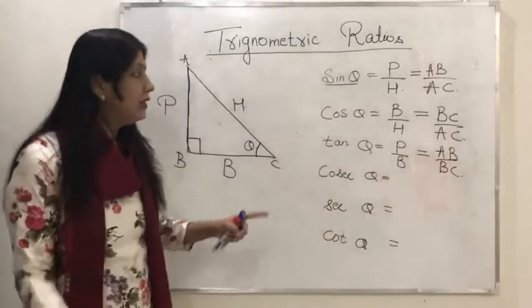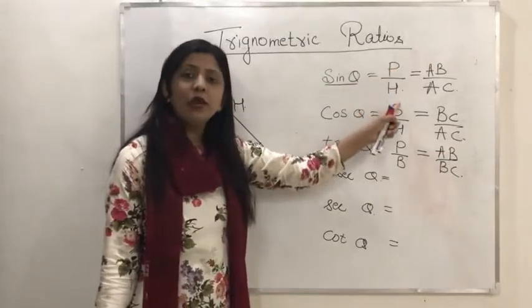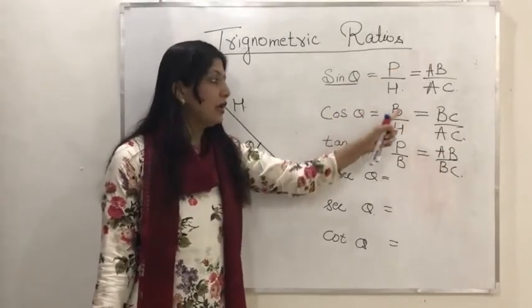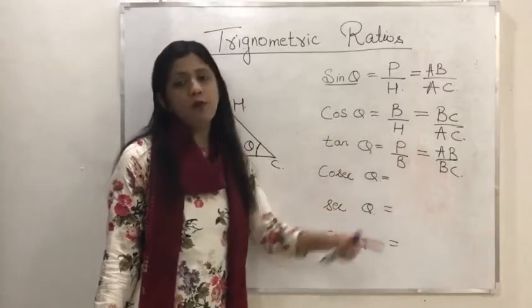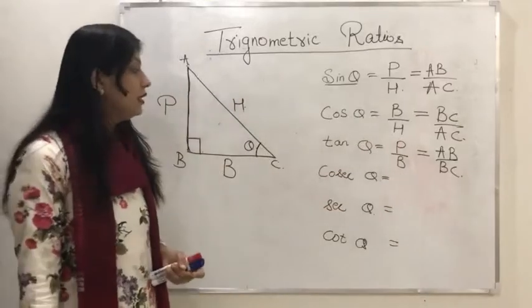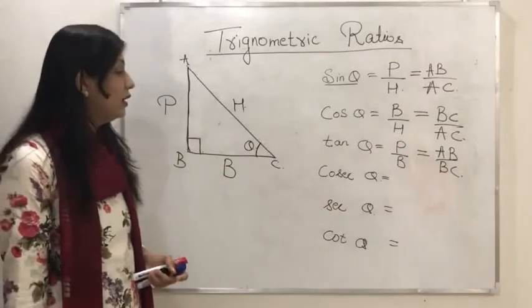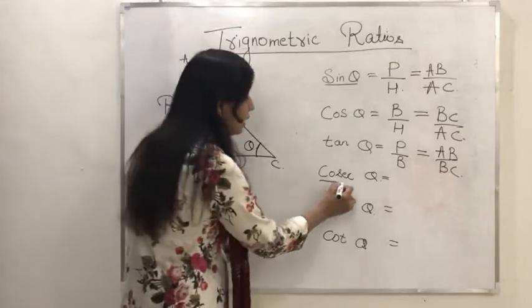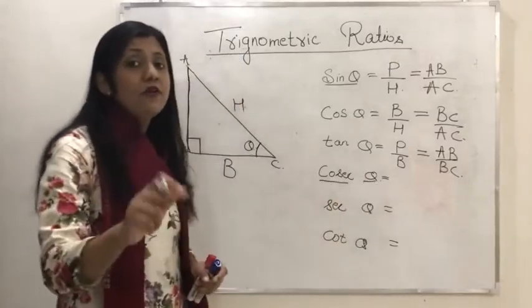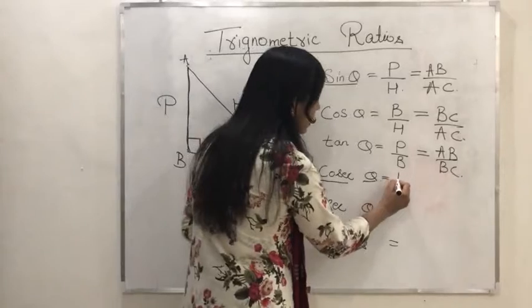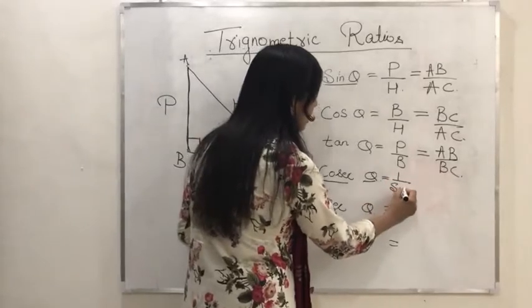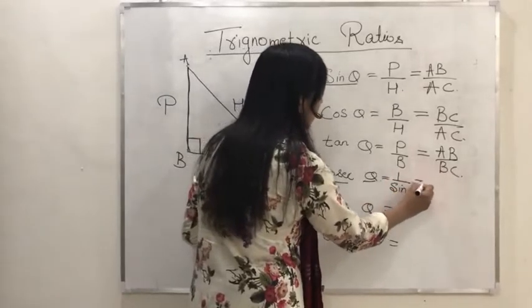So what is your sine theta? Sine theta is perpendicular upon hypotenuse, cos theta is base upon hypotenuse and tan theta is perpendicular upon base. Now here the next ratio is cosec theta. This cosec theta is just reverse of sine theta. So cosec theta is 1 upon sine theta.